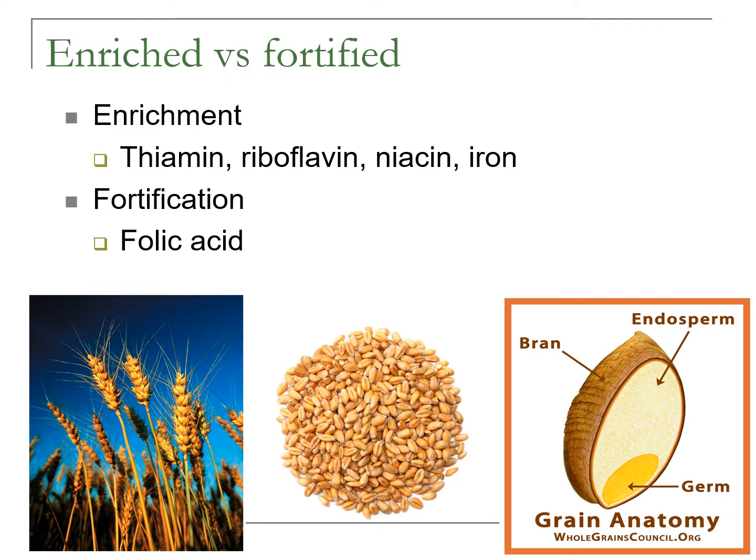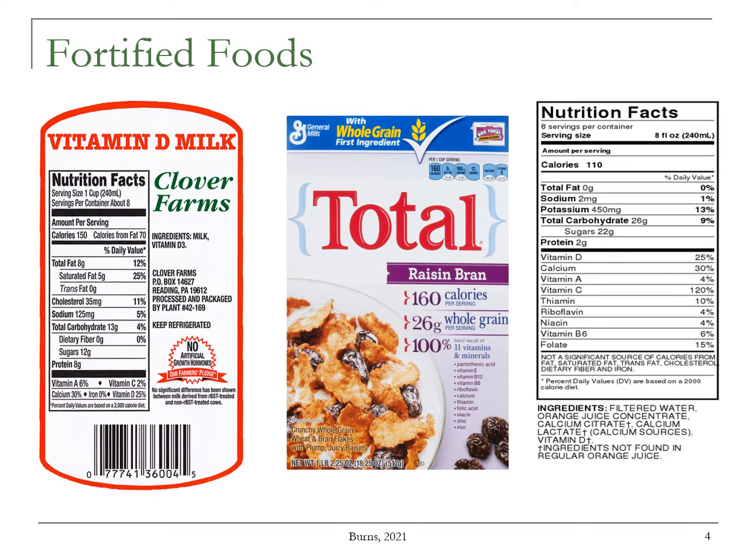Now, grain products and other products can be fortified with nutrients. When we're looking just at grain products, all grain products in the United States are fortified with folic acid, which is another B vitamin. Now, fortification can happen in a variety of products, not just in grain products. On the slide here, we've got some examples of fortified foods.